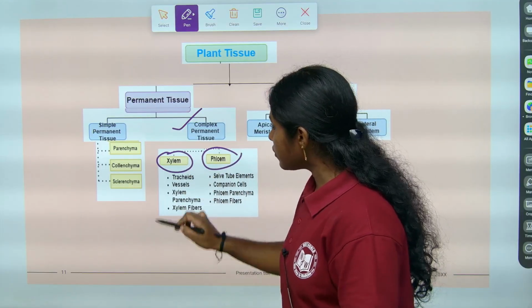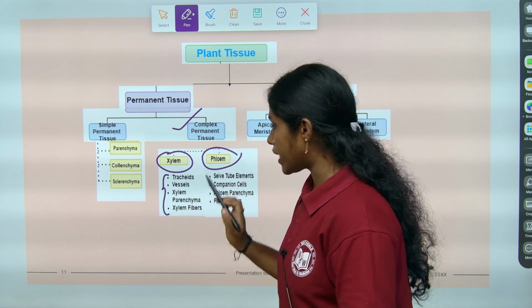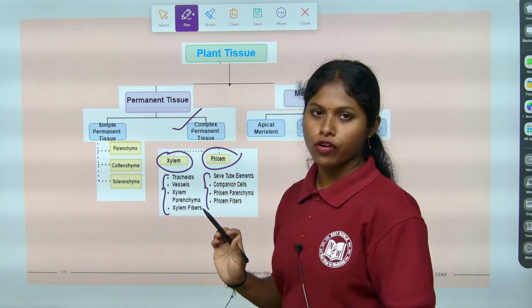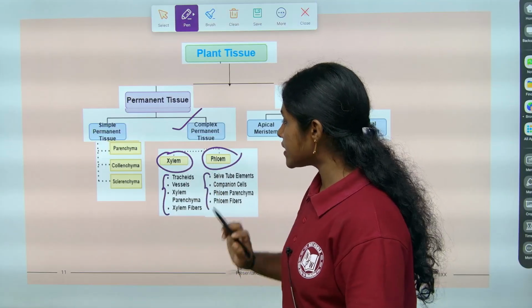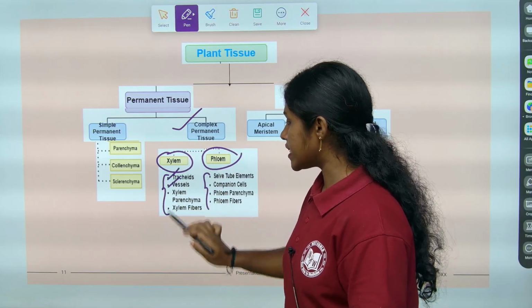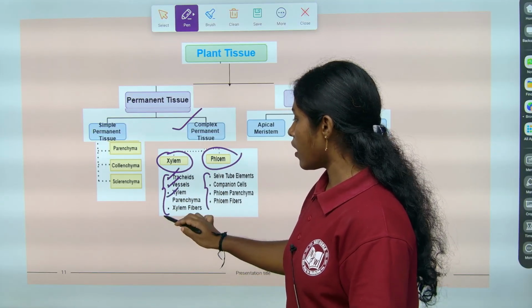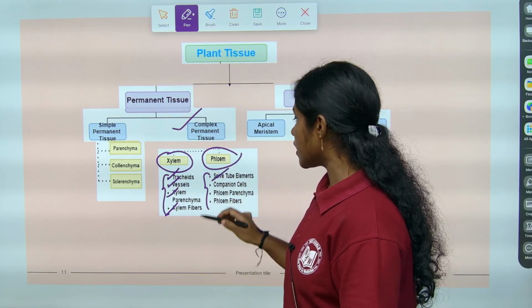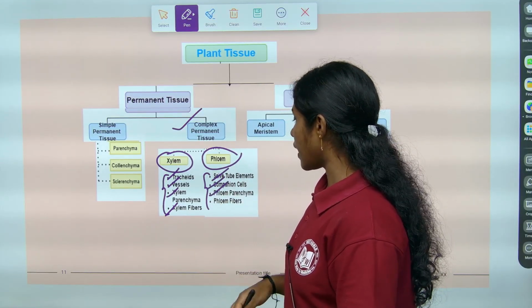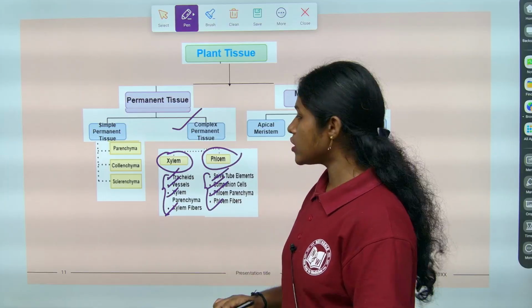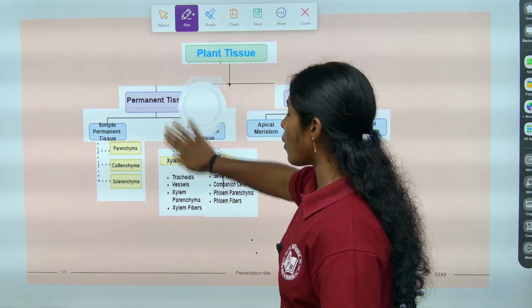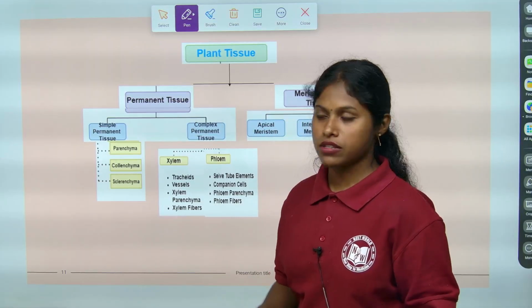Here we can see that there are 4 types of xylem, and the phloem also has 4 types, right? The xylem has tracheids, vessels, xylem parenchyma and xylem fibers, right children? The phloem has sieve tube elements, companion cells, phloem parenchyma and phloem fibers, right children? Let me know how many types of complex permanent tissues are there, children? There are 2 types, right?